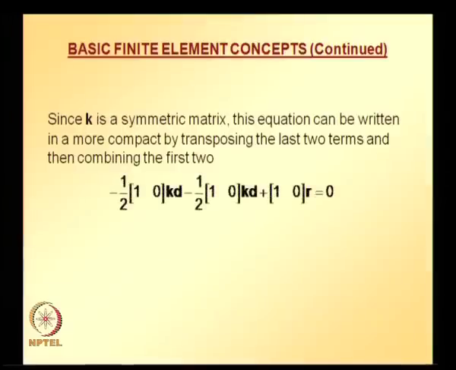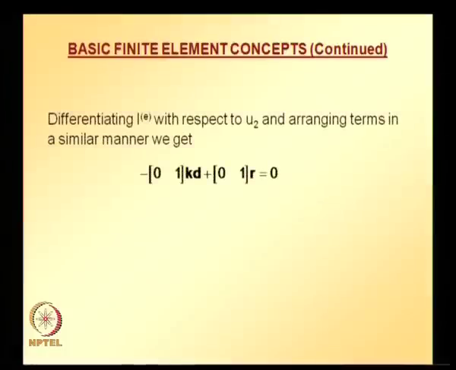Then I get this equation, which can be simplified further because the first two terms look similar. This is the equation that I got by applying the stationarity condition with respect to u1, that is, the partial derivative of I with respect to u1 is equal to 0. We need one more equation, that we get by differentiating I with respect to u2. We have another nodal parameter u2, and following the same procedure you get this equation. So, you got two equations.